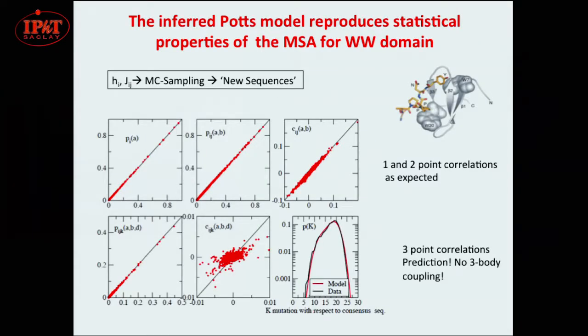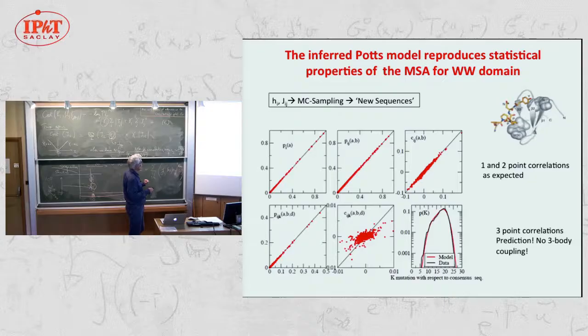So just one remark before I show that, because I should have shown this before. When you do the inference, the inference of the J_ij, h_i(a), and so on should reproduce the 1-point statistics and the 2-point statistics. Okay, so that's just a measure of quality here. It's interesting to see that this Potts model is also able to reproduce the 3-point statistics. It's not trained to do that. So that means the 3-body couplings, though they exist, are not very strong. That's something which should be better understood.